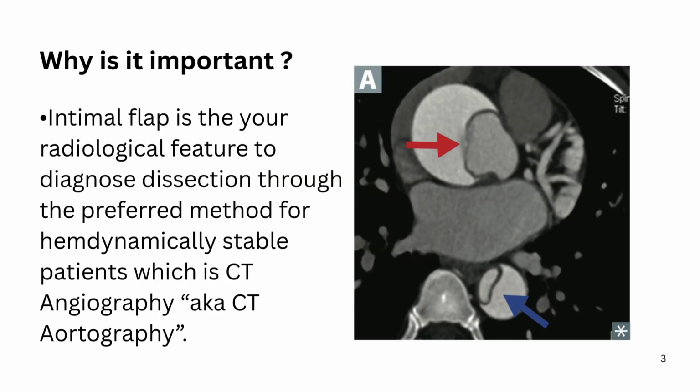Why is it important? The new false lumen, created by the shear force, divides the true lumen so that the aorta appears divided by a thin serpiginous line, presented by the red and blue arrows, which represents the intimal layer of blood vessels. This sign is called intimal flap.